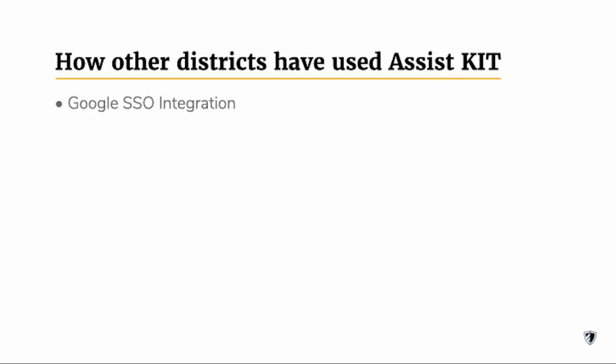How can Assist Kit help? You can use the Assist Kit to set up or troubleshoot Google single sign-on integration. How much easier would it be for your users to have one single sign-on to use with Google, your student information system, or other school resources?